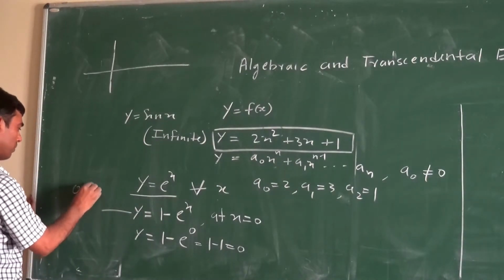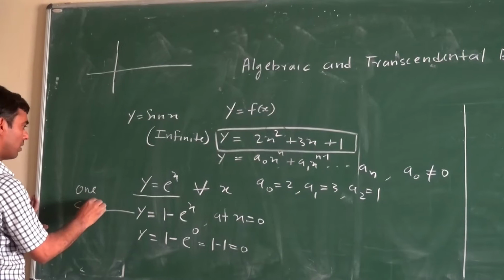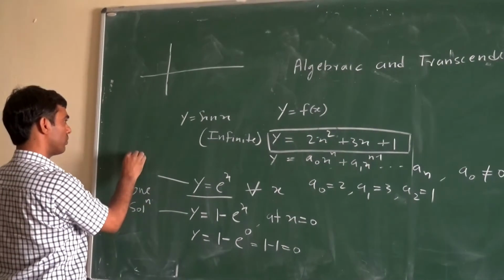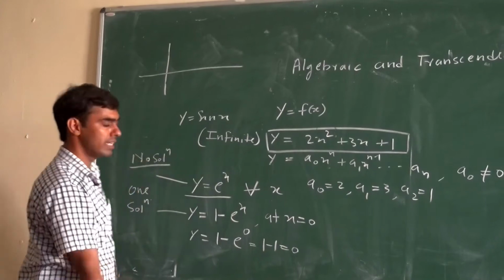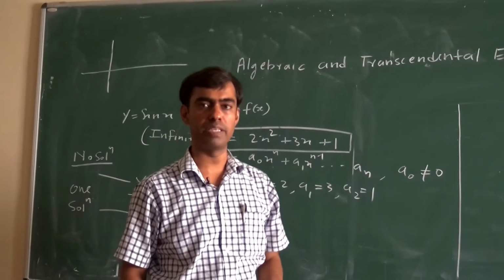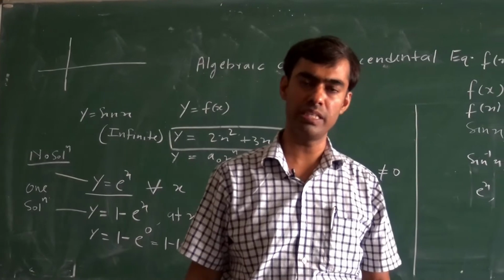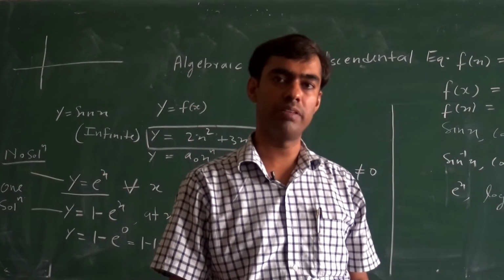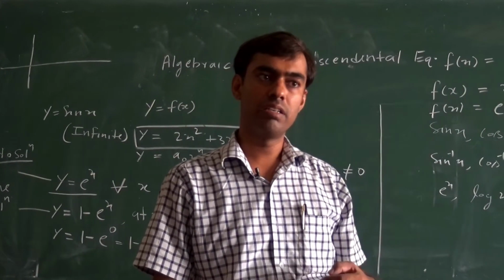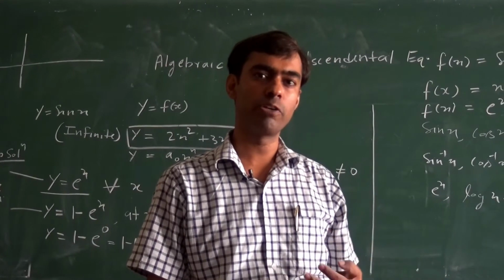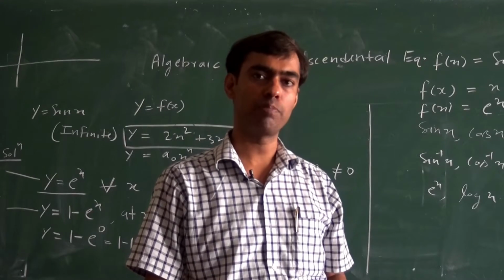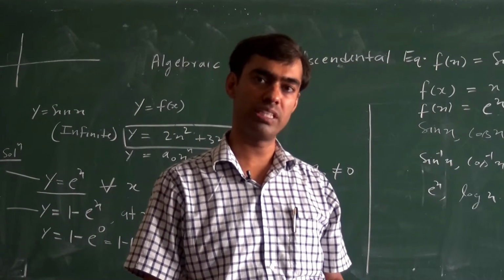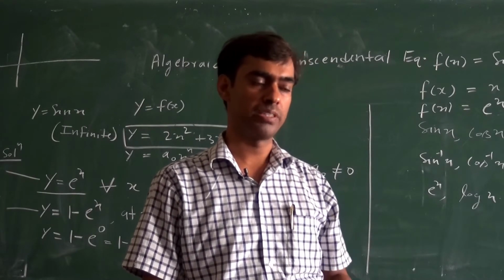One solution, and this one, the transcendental equation, has what? No solution. So in terms of a solution, what is the difference between an algebraic and a transcendental equation? In an algebraic equation, the number of solutions or roots is exactly equal to the degree of that polynomial. An algebraic equation is also known as a polynomial equation.